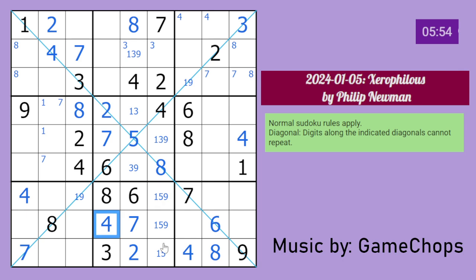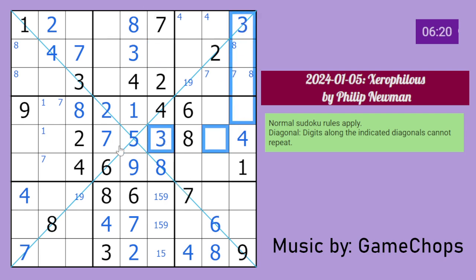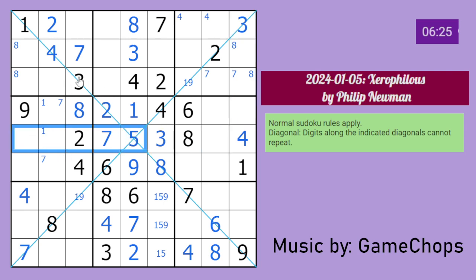What else do we have? Oh, this 1, 5, 9 makes this not a 5, not a 1 or a 9, because 1 and 9 must appear in these 3 cells somewhere. So that's a 3. Resolving the rest of that. That's a 3. Okay, maybe that's helpful. 3 sees that, 3 sees that. No. Okay, what about here?